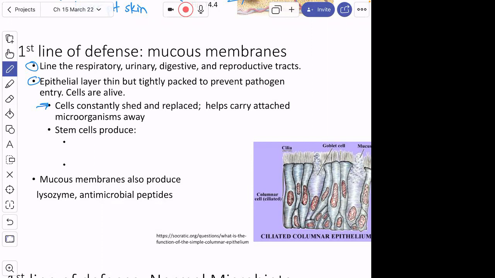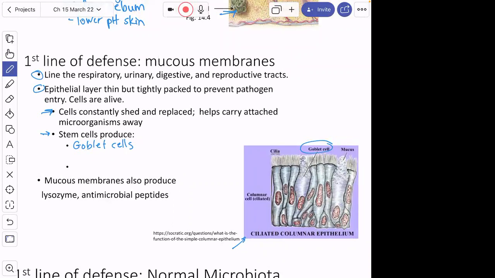What kind of cells do we have lining those mucous membranes? Well, there are stem cells in deeper layers that are going to produce a couple different kinds of cells. Goblet cells, and your book doesn't have a picture of this, so this was the best one I could find on the web. Here are some goblet cells, and what they do is produce mucus. It's odd to me that you spell it without the O, but apparently that's correct: mucous membranes with an O, and mucus itself without it. So the goblet cells produce the mucus that helps trap pathogens.